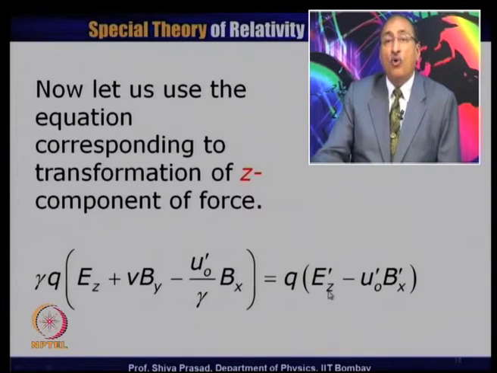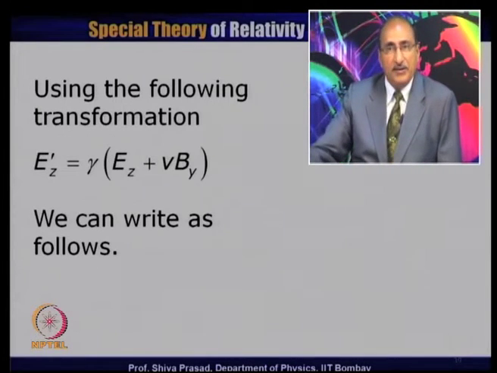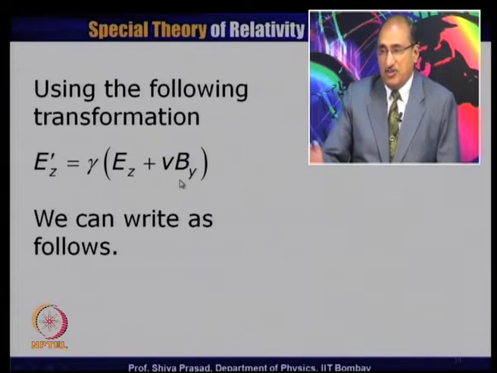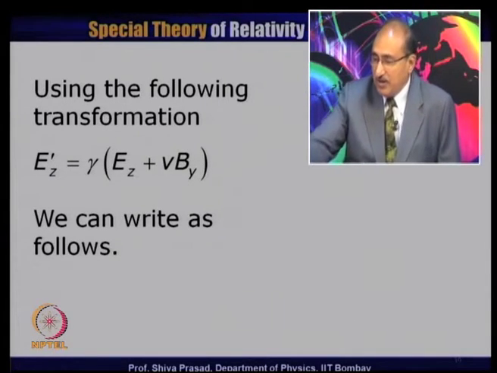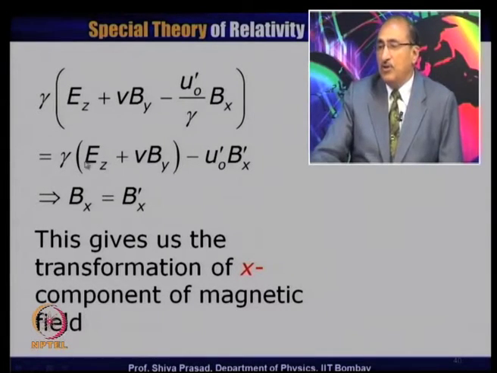This Ez prime I know how to convert in terms of Ez by using the transformation of electric field which we have just now obtained. So, this is what I will be substituting in the next step. Using the following transformation, Ez prime is equal to gamma Ez plus V By, which we have just now derived, I will substitute in this equation and I will get this equation. Left hand side remains exactly identical. Q has been cancelled out. For Ez prime, I have written gamma Ez plus V By, and this term remains as it is.